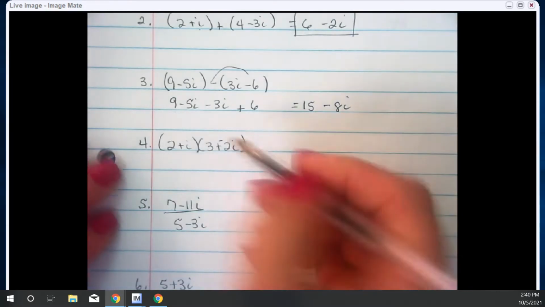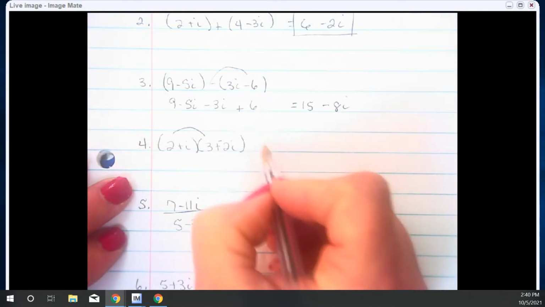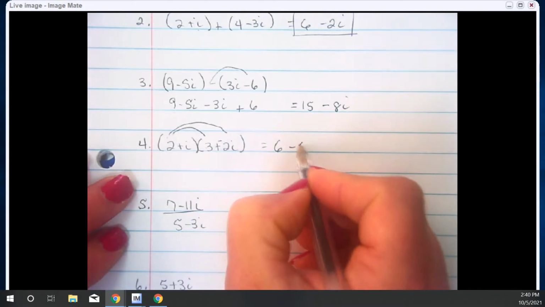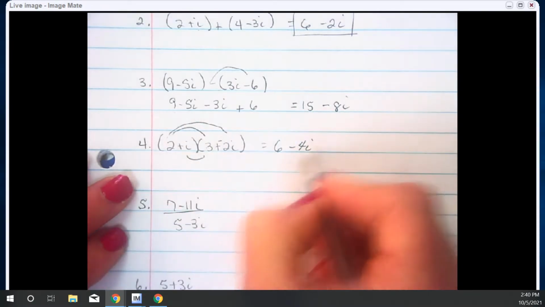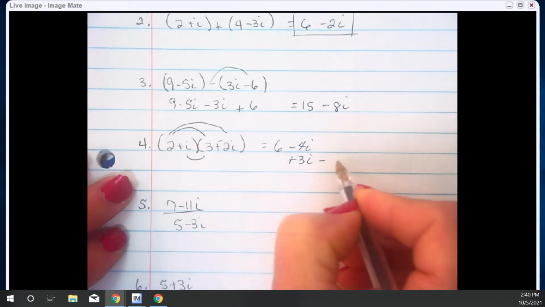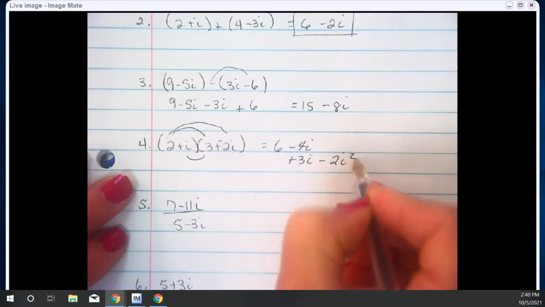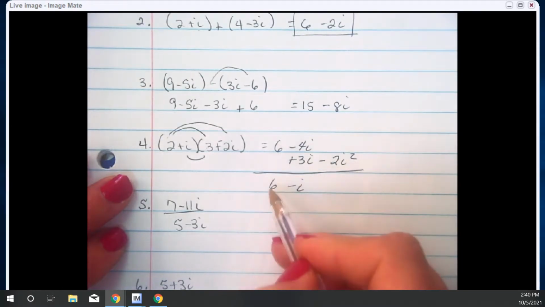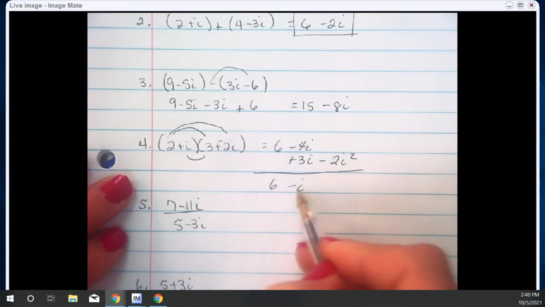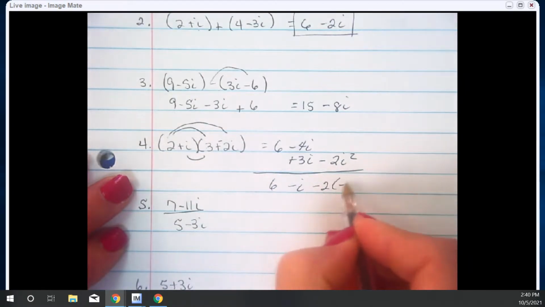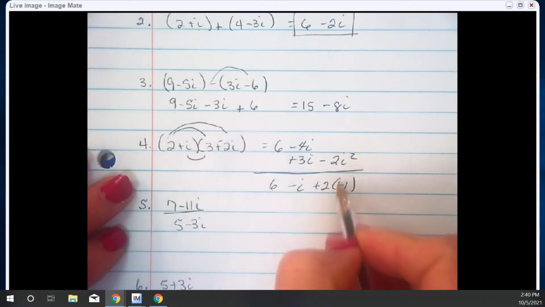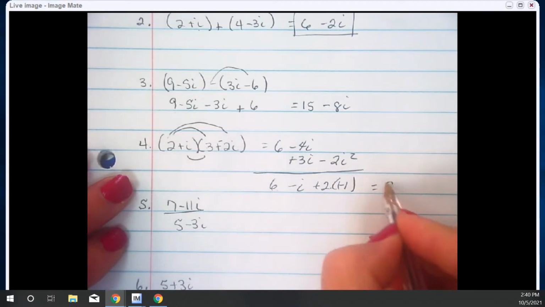Problem 4 is just a product. We're multiplying, and we're going to FOIL that out. First times first, outer times outer, inner times inner, minus 2i squared, last times last. Combining like terms, 6 minus 1i minus 2, replace the i squared with a negative 1, makes these plus plus. 6 plus 2 is 8, minus i, or 1i.